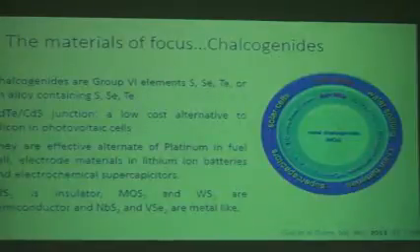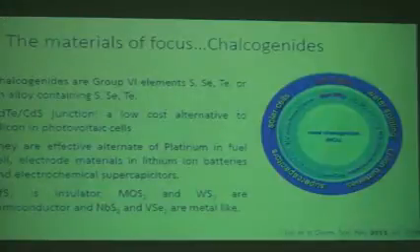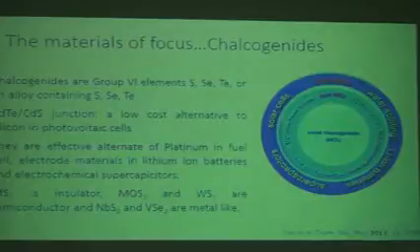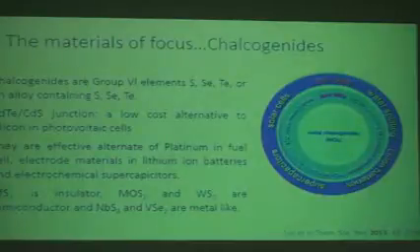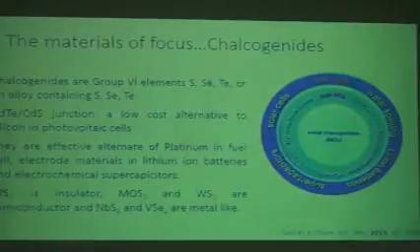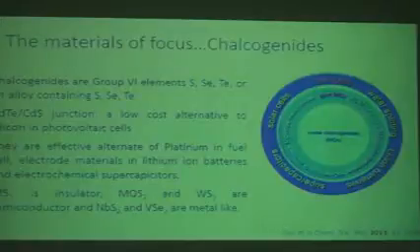And the most interesting part of these metal chalcogenides is that they can be insulators, semiconductors or metals. For example, hafnium sulfide is an insulator, molybdenum sulfide and tungsten sulfide are semiconductors, and niobium sulfide and vanadium sulfide are metal-like. So these metal chalcogenide materials are covering all three. That's one of the reasons that these materials are so prominently investigated lately.